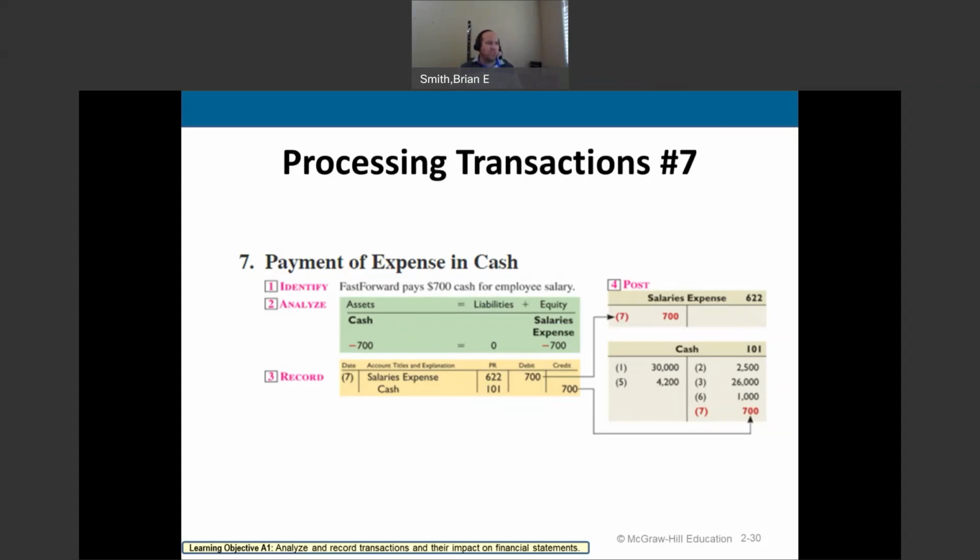So again, another expense. We increase our expense by $700 by debiting it, and we decrease cash by $700, and we do a credit to that.